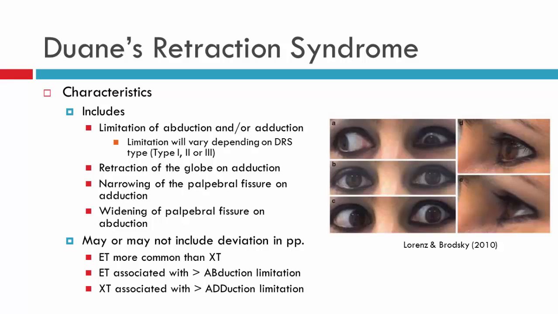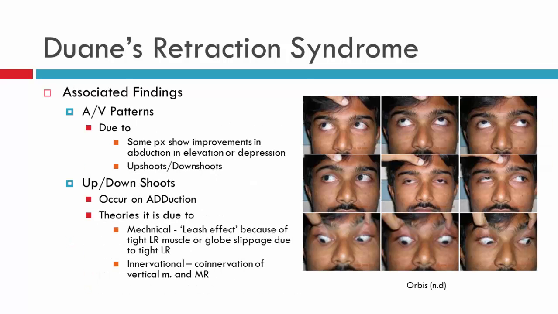In primary position, you may not see any strabismus in a Duane syndrome, and this also assists you to differentiate it from a sixth, because a sixth with limited abduction should have an esotropia. Duane syndrome, on the other hand, you could have a patient who's straight in primary despite limited abduction. However, where a patient has mostly abduction limitation, they are usually esotropic if they're not straight. And if the patient has limited adduction, then these patients are usually exotropic in primary position. Patients with Duane syndrome may also have AV patterns or upshoots or downshoots in adduction.